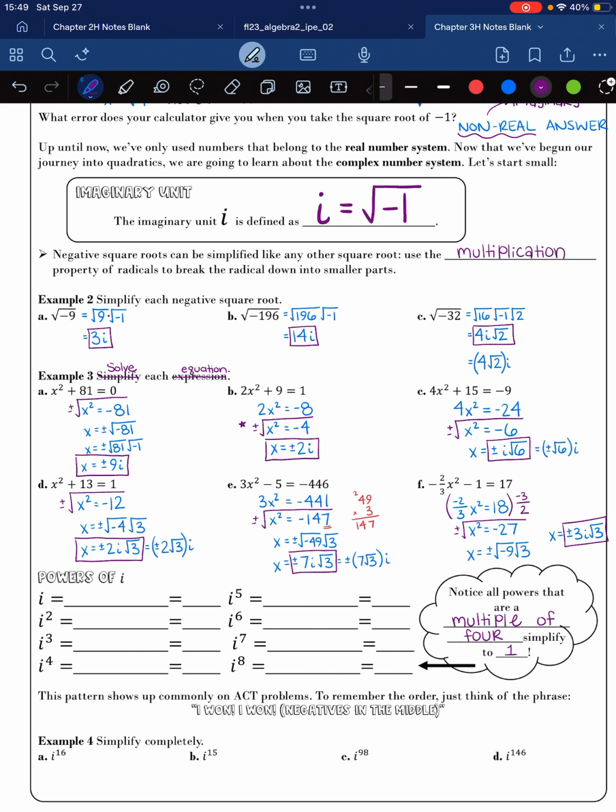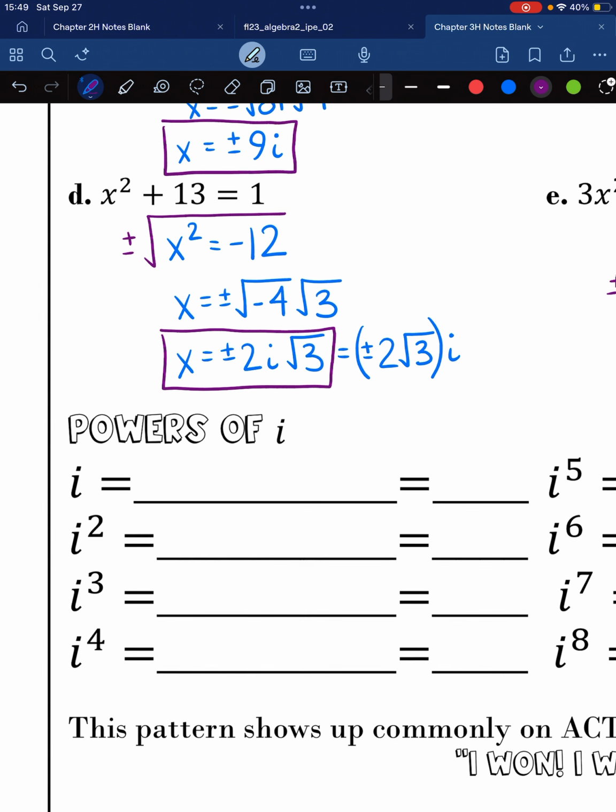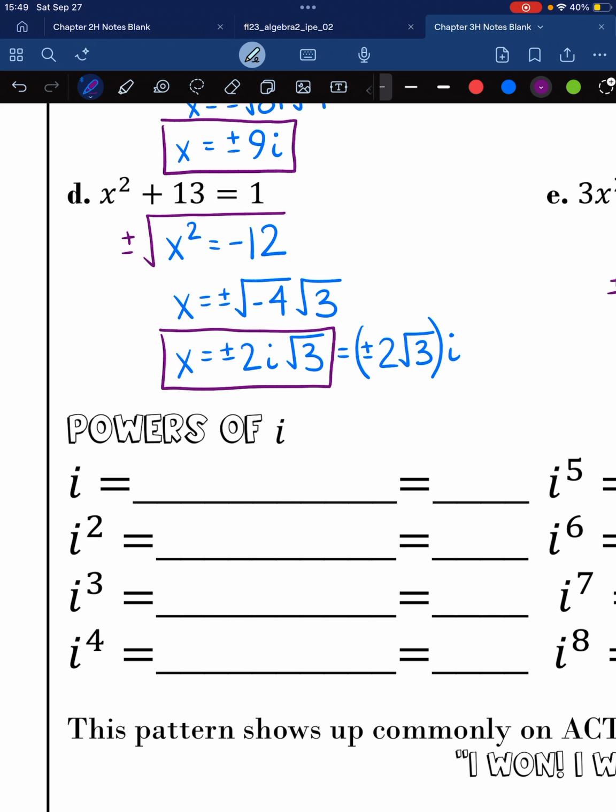Let's go ahead and look at something that is going to be really handy for simplifying large powers of i quickly, which is a skill that happens commonly on the ACT. So, powers of i. We have already defined i to be the square root of negative 1. And I know this first example is going to seem a little bit circular, but the square root of negative 1, we have no other way to rewrite that. We're just kind of stuck with saying, okay, that's going to simplify back to i itself.